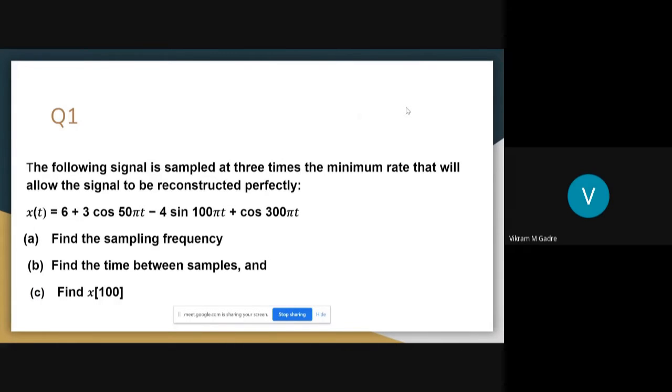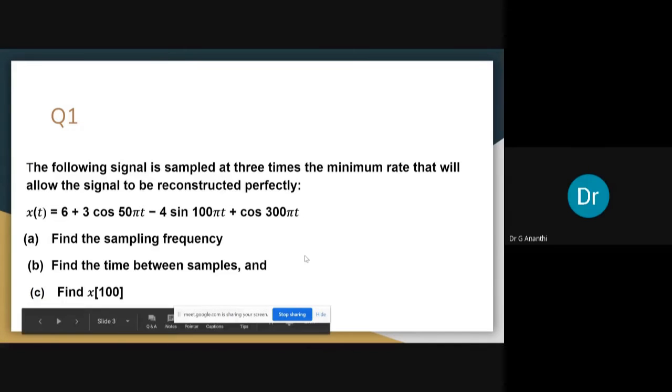So here it tests how you find a particular sample value when you have a sampling rate. It also tests the Nyquist theorem indirectly. Very good, very nice. You can present the solution also. Here, one important point is that it is given that it is sampled at 3 times the minimum rate. So first we need to find out the minimum rate and then find 3 times that. That will be the sampling frequency.